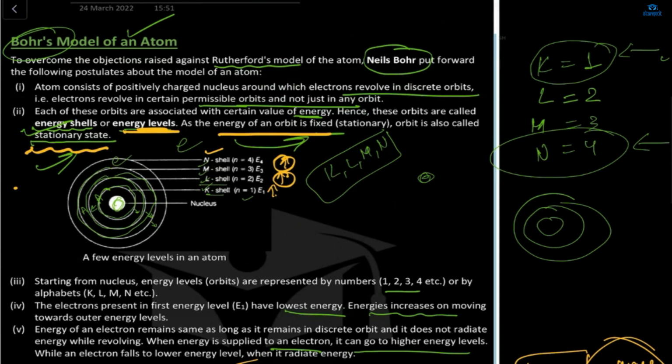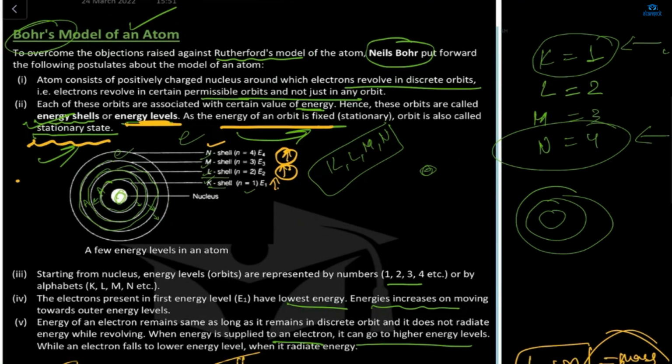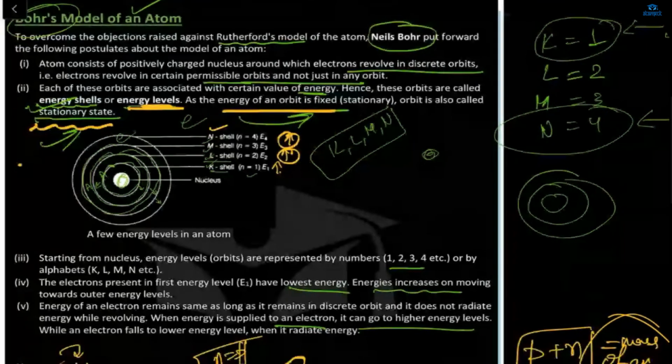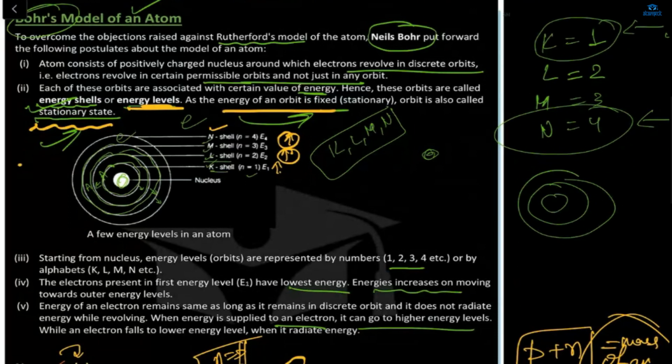Then the fourth point states that the energy of the first energy shell is the least, and it keeps increasing until the last energy shell, which has the largest amount of energy. And yeah, that's all. Okay, good.